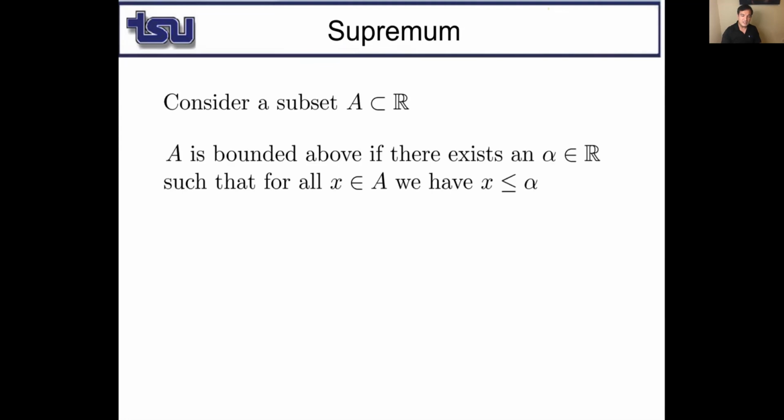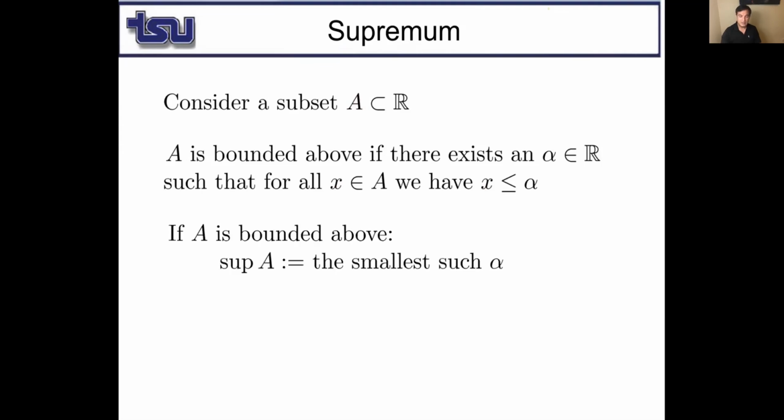Supremum. Consider a subset A in R, for example, (0, 2). A is bounded above if there exists alpha in R such that for all x in A, we know that x is less than or equal to alpha. So if A is bounded above, sup of A, or supremum of A, is the smallest of such alpha.